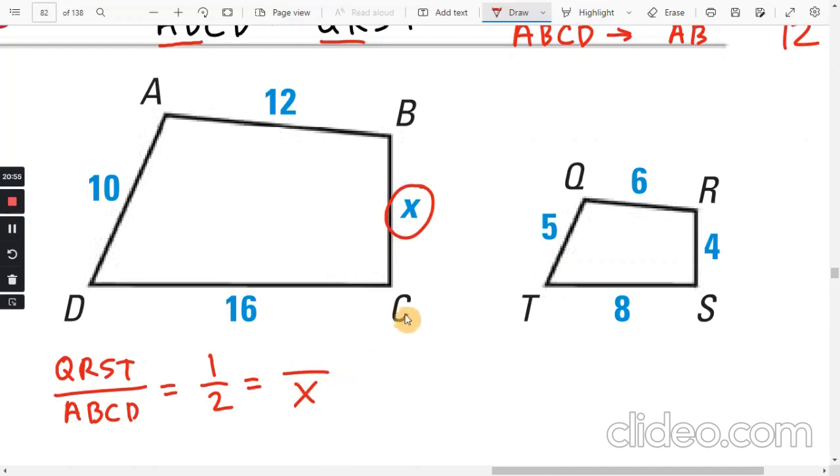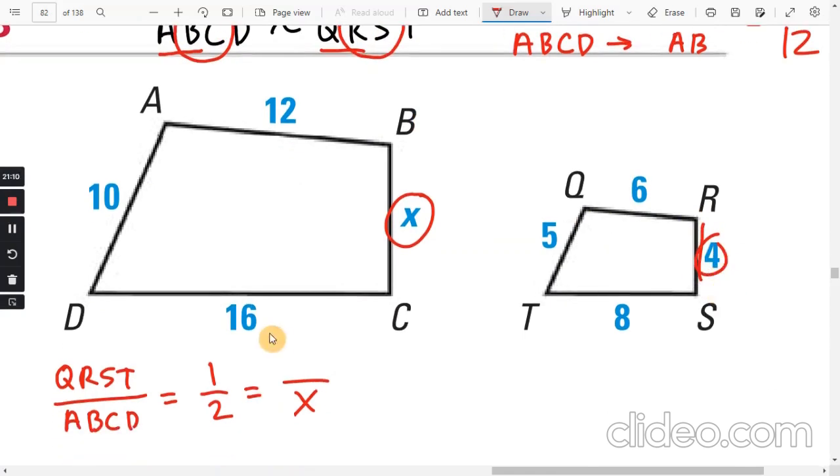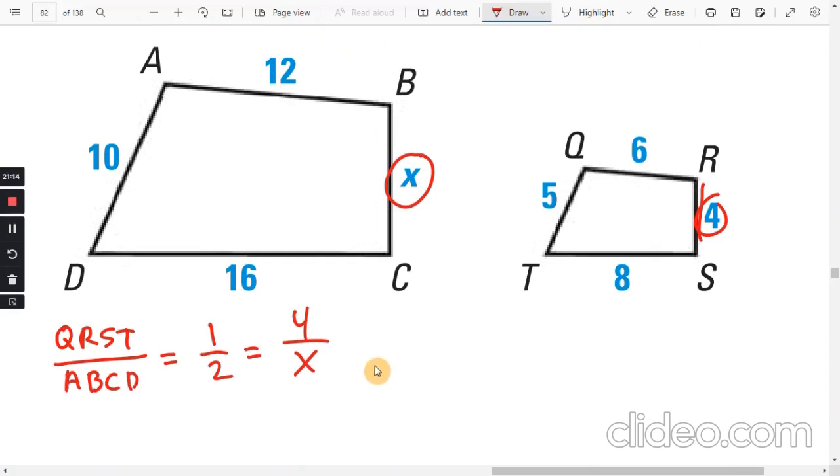and BC is the second and third letter. So we need the second and third letter here. That's RS. So RS is this one right here. That's a 4. All right, and now we're in business. If you cross multiply, 1 times x equals 2 times 4. And 1 times x is just x. 2 times 4 is just 8.